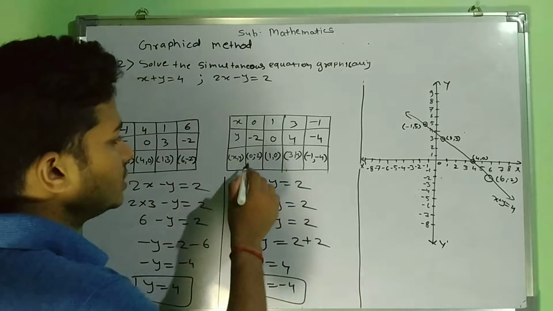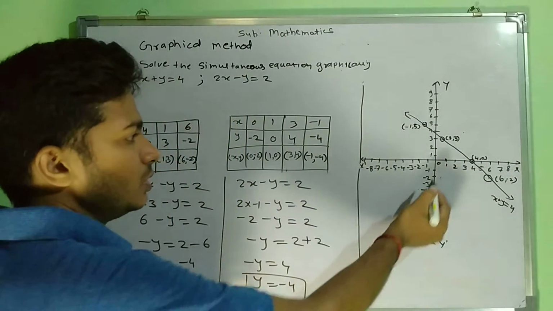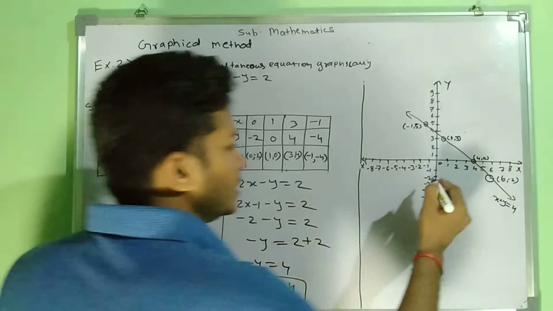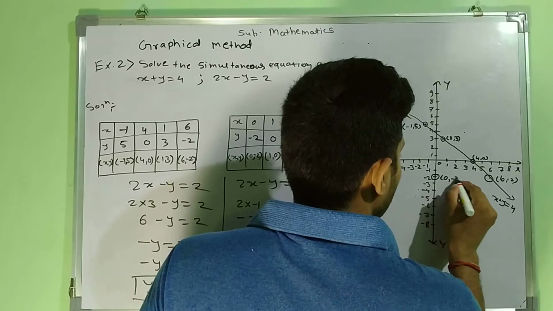So the first point is (0, minus 2). 0 on the x axis and minus 2 on the y axis. So that will be here, 0, minus 2.